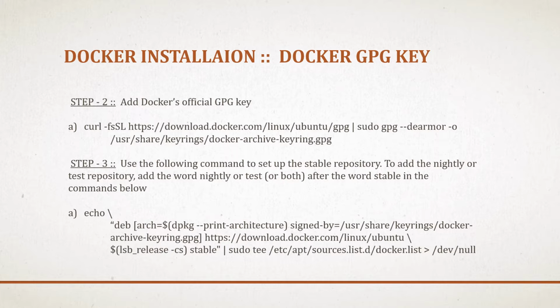Now we'll add the Docker official GPG key using curl. We'll go through download.docker.com and from there we get the GPG keys.